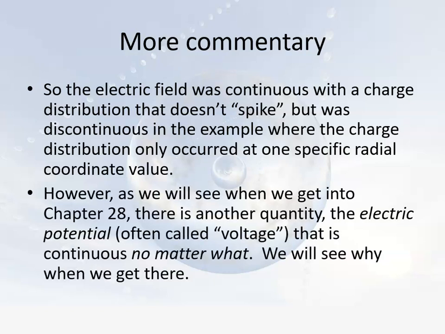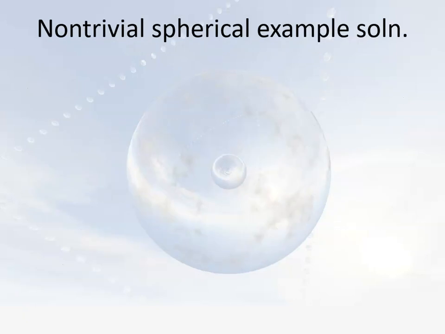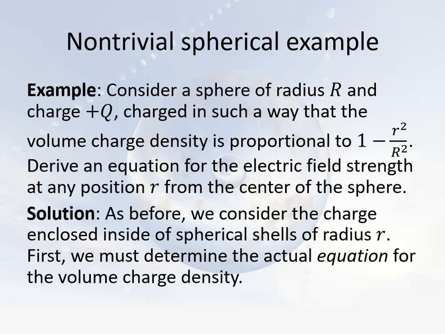Now, nonetheless, when we get into chapter 28, there's a quantity called electric potential, which is actually continuous no matter what. Even if you have a discontinuous charge distribution, the electric potential will always be continuous. And you'll see why when we get into the next unit. But for now, I'd like us to turn our attention to a non-trivial example.